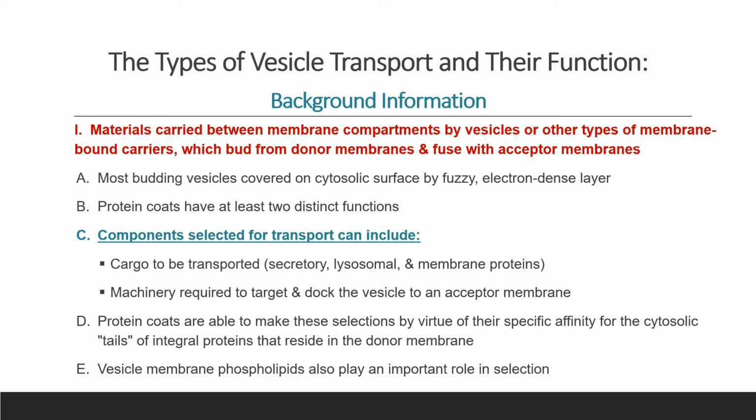And then, components selected for transport can include cargo to be transported. It can be secretory, lysosomal, and membrane proteins. And of course, the machinery required to target and dock the vesicle to an acceptor membrane. Protein coats are able to make these selections by virtue of specific affinity for the cytosolic tails of integral proteins that reside in the donor membrane. Vesicle membrane phospholipids also play an important role in the selection.